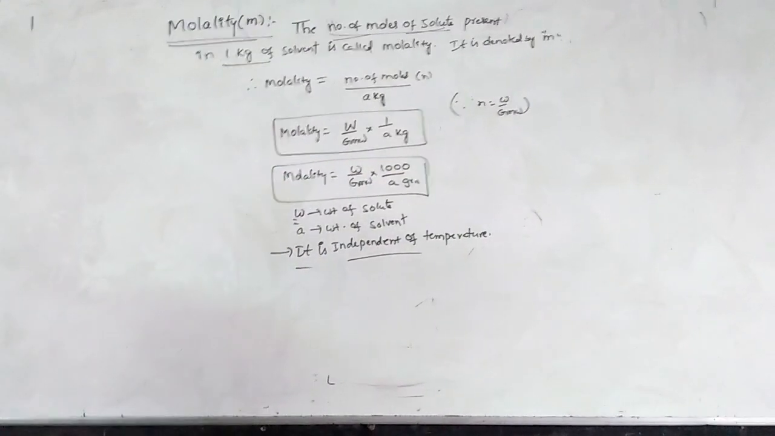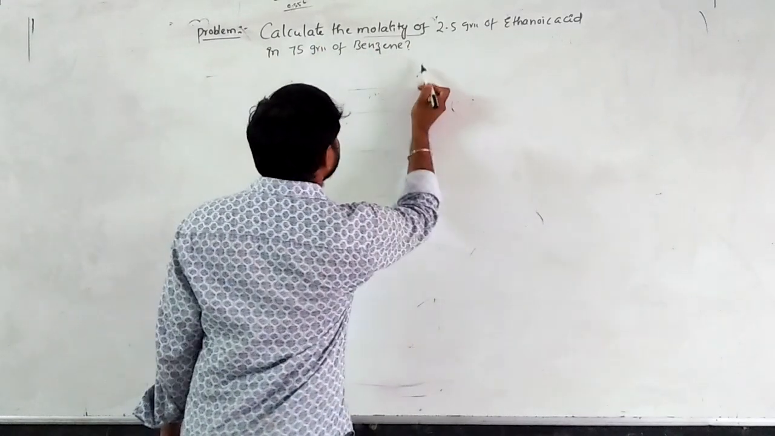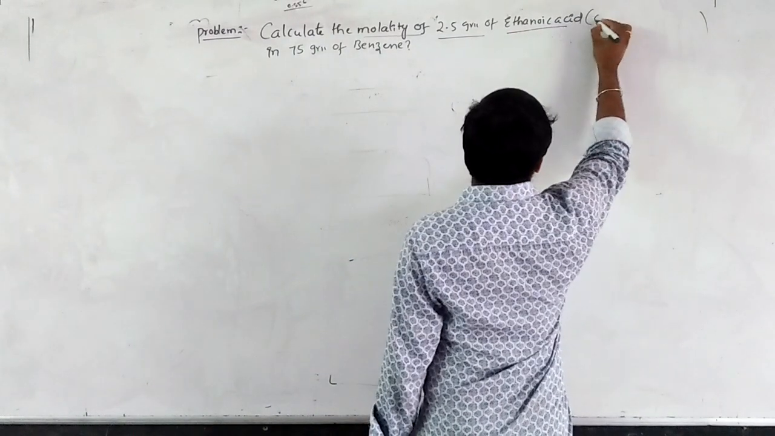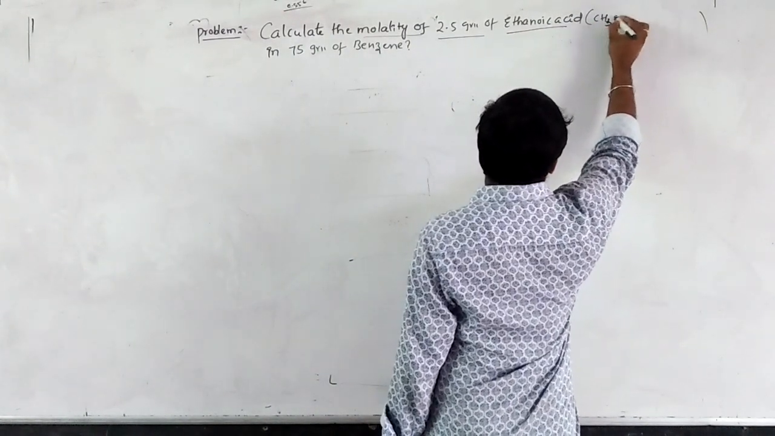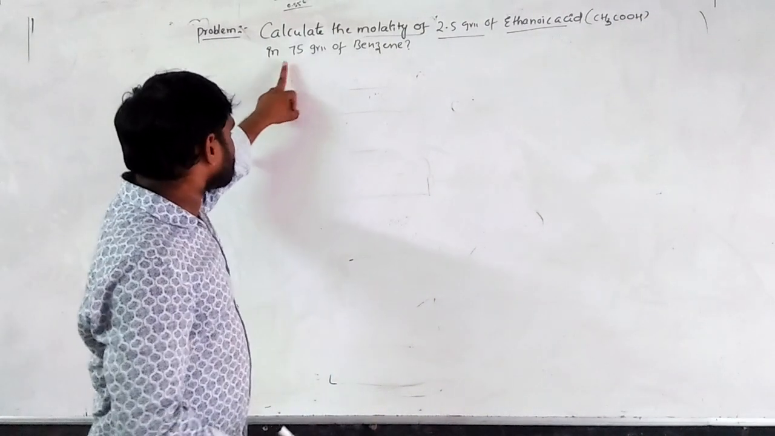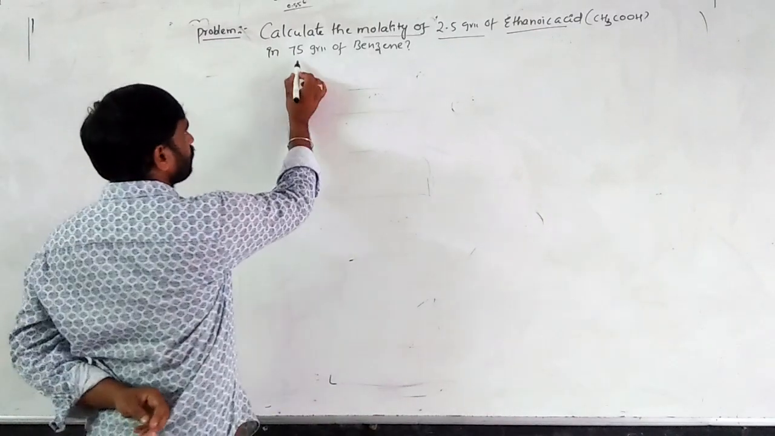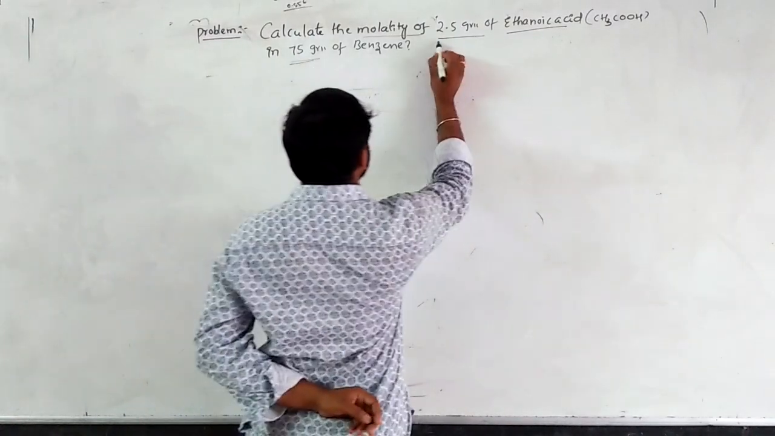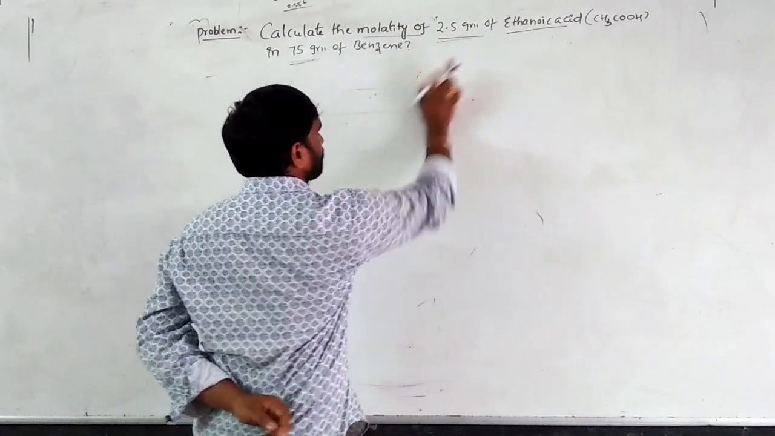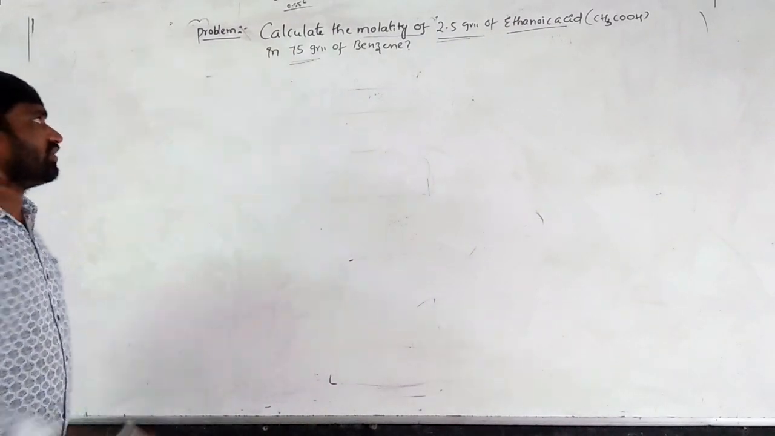Okay. First problem: calculate the molality of 2.5 grams of ethanoic acid, CH3COOH, in 75 grams of benzene. Here there are two weights, 75 grams and 2.5 grams. Which is solute? 2.5 grams of ethanoic acid is solute. 75 grams of benzene is solvent.